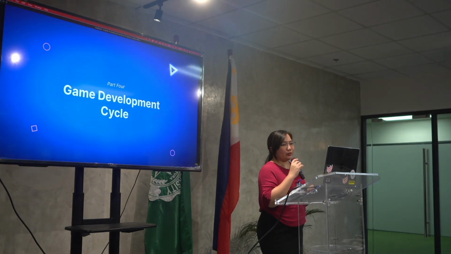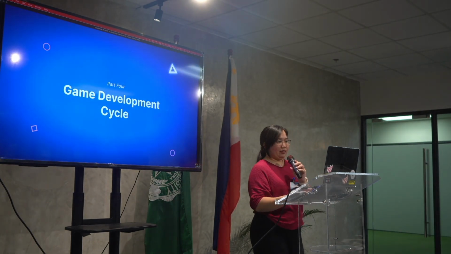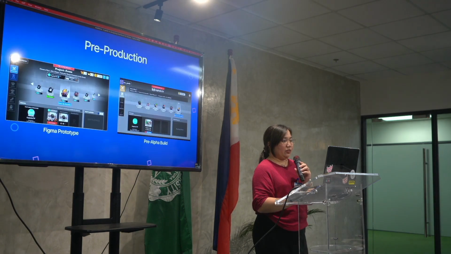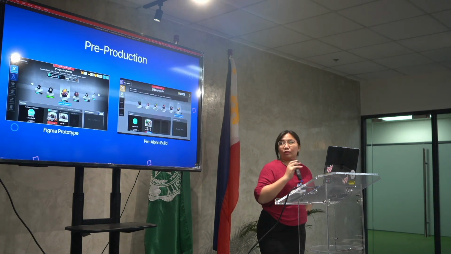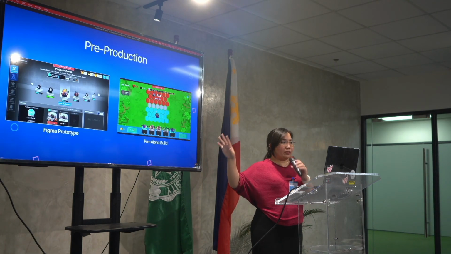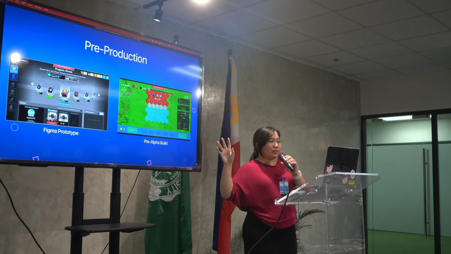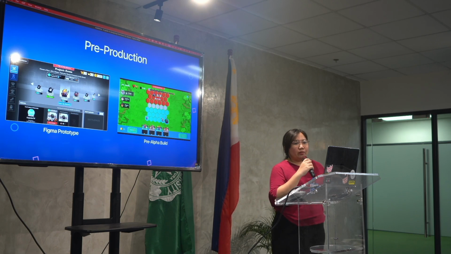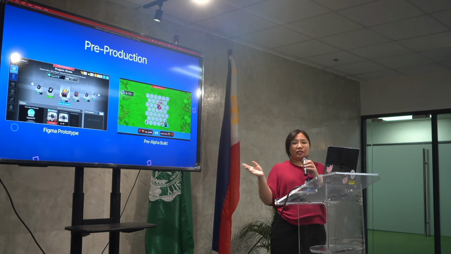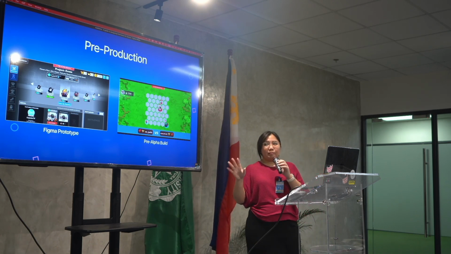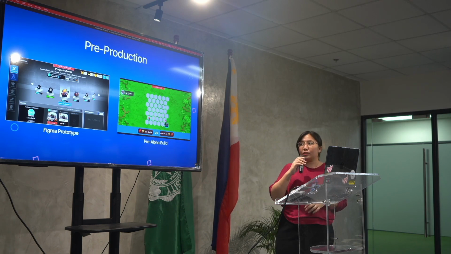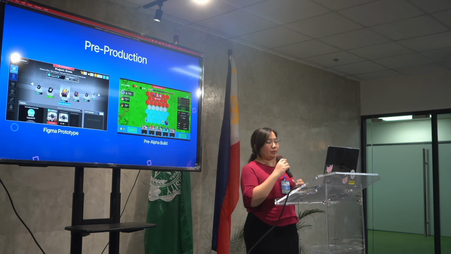Okay, now I'll show you a quick look at the game development cycle. So we have pre-production. So this is an example of our game. It's Arena Kingdoms, which is released on Discord activities. So pre-production is the prototyping and planning stage. We want to see if the game is fun as early as possible.